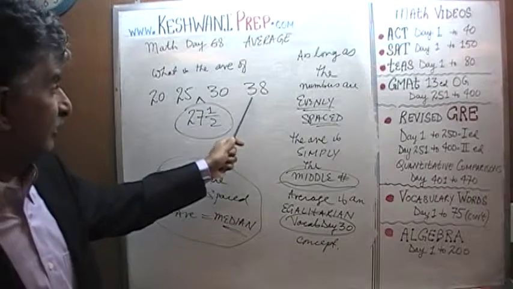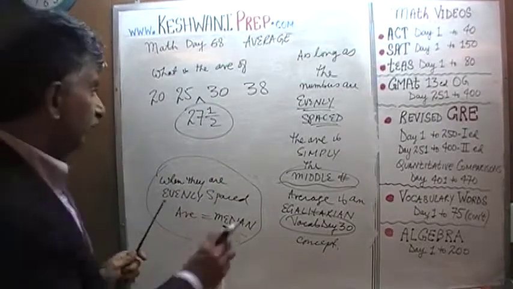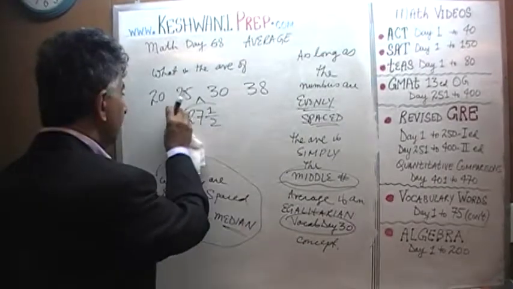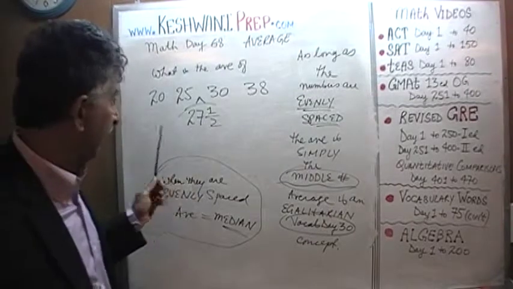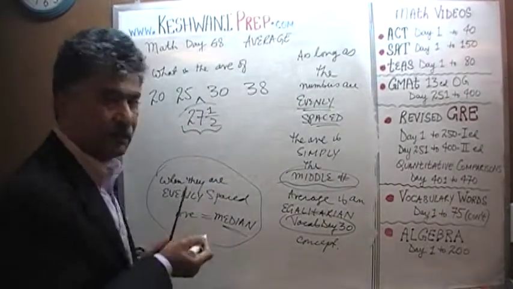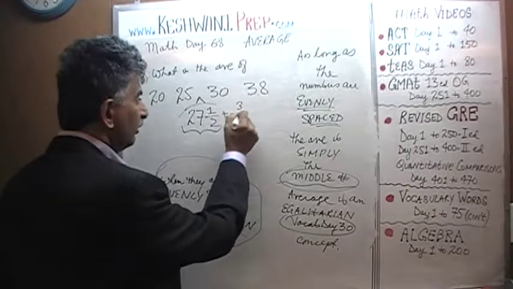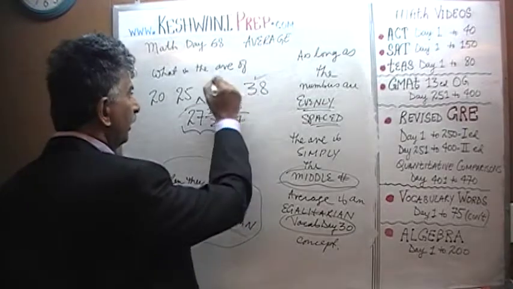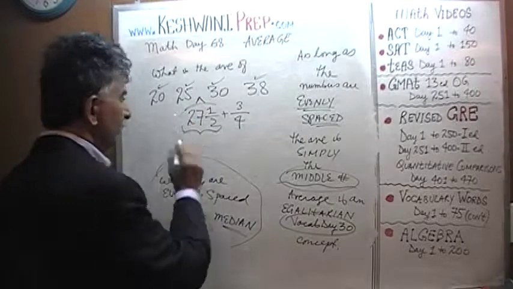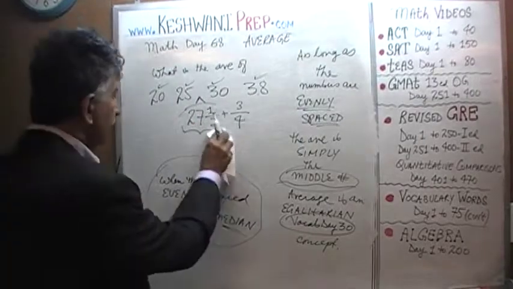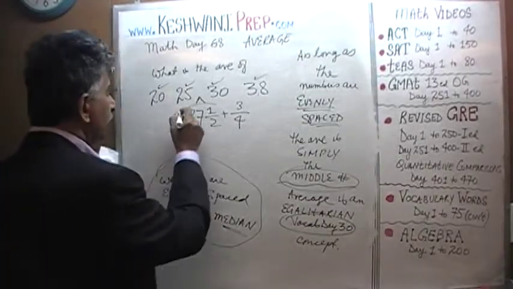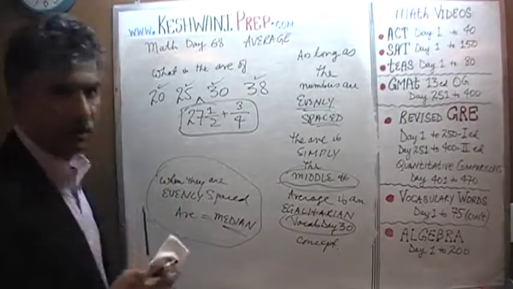Those extra $3 need to be distributed among 5 people. Therefore, among 4 people rather. Therefore, the new average is going to be the same as the old average, which is 27.5, plus the 3 extra dollars you take here and distribute evenly among the 4 people. 1, 2, 3, 4. That's it. That's your new average. The new average is going to be 27.5 3/4.